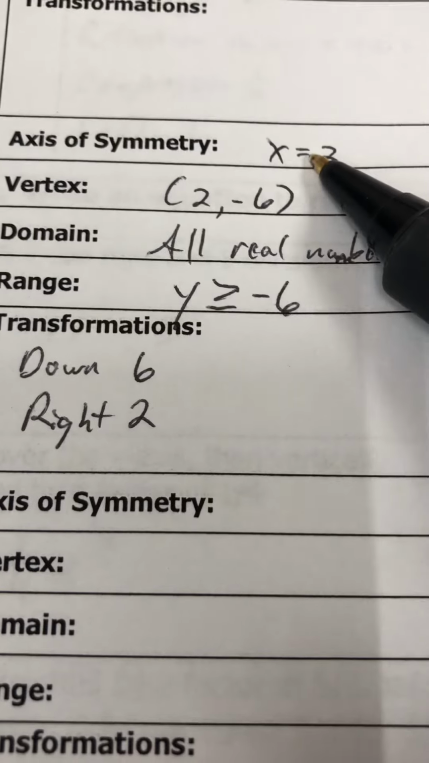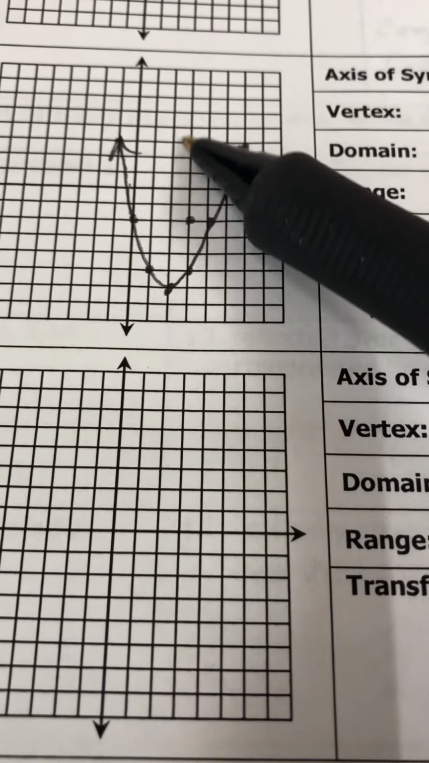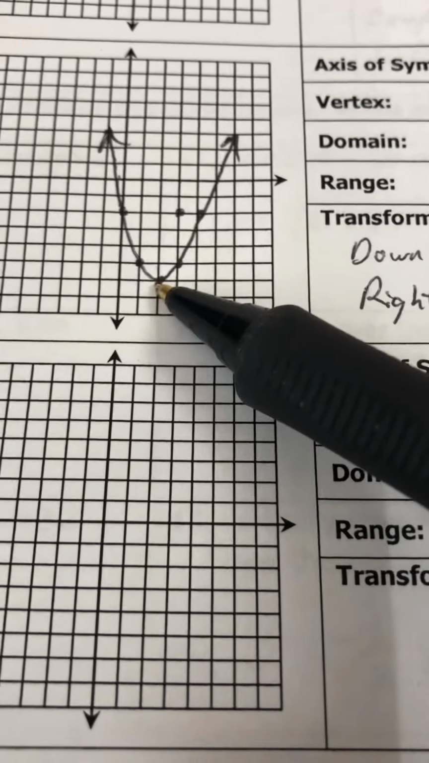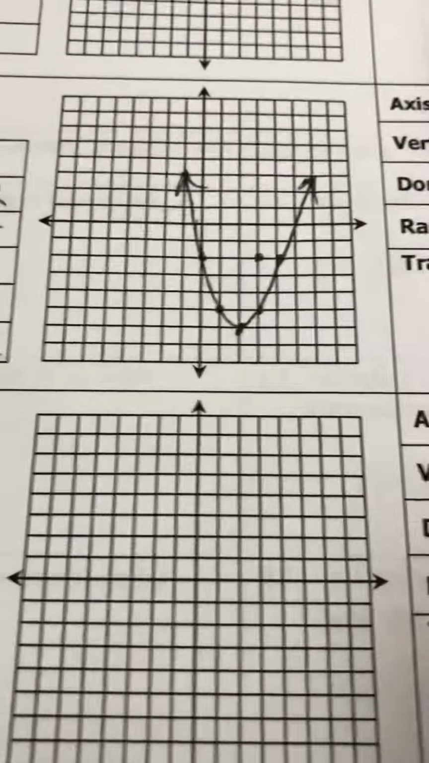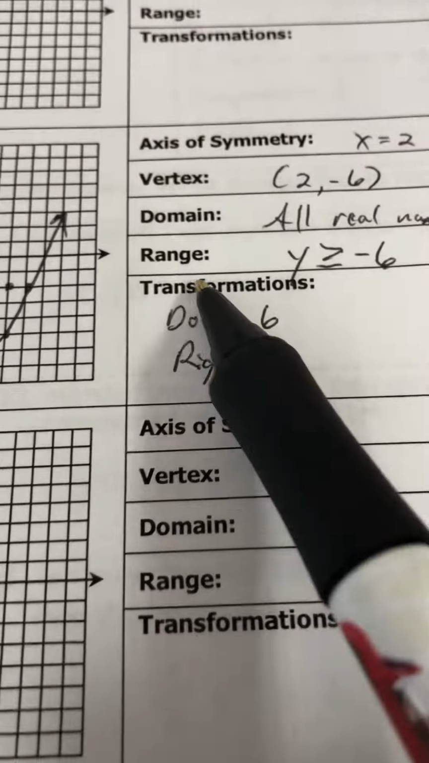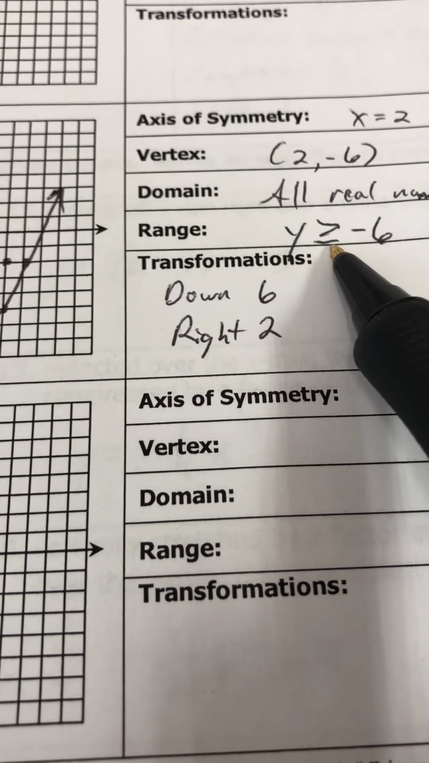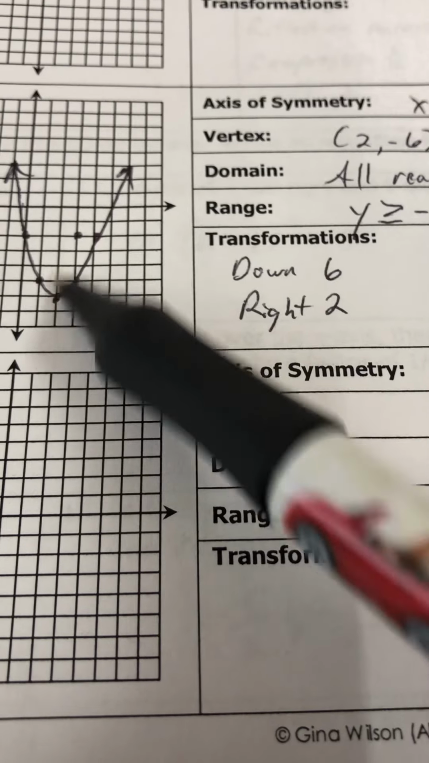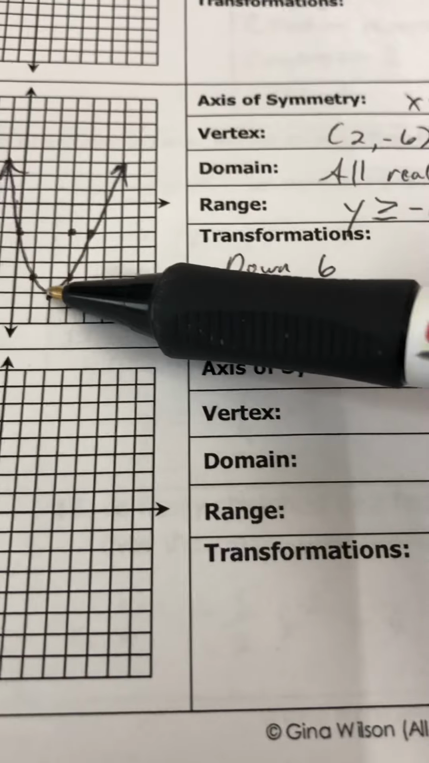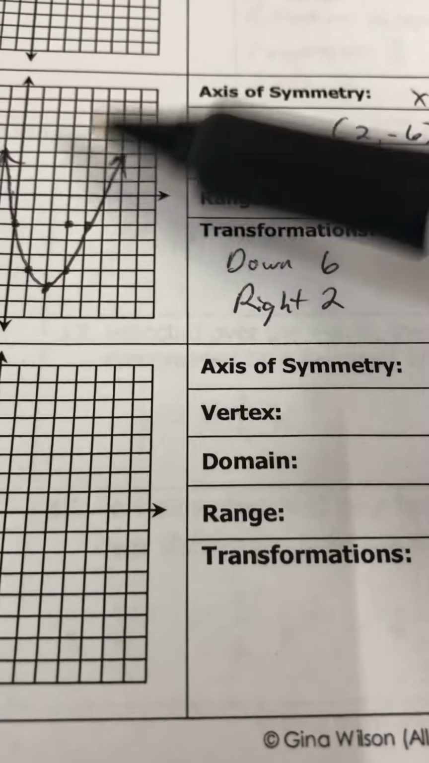Remember, the x value is going to be your axis of symmetry, so x equals 2. That means you can split this right down the middle, where x equals 2. Do not pay attention to that dot. I just placed it in the wrong spot to begin with. The domain is all real numbers. The range is going to be y is greater than or equal to -6, everything above -6.